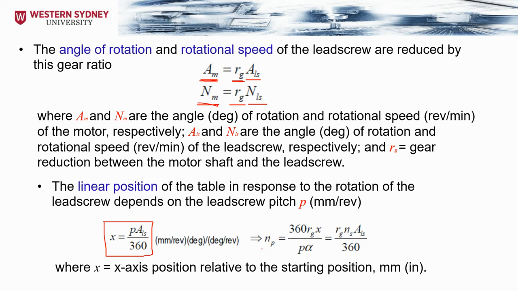The number of pulses we send to the motor can use either of the following equations: 360 multiplied by the gear reduction Rg multiplied by the distance x, divided by the pitch value multiplied by alpha, or Rg multiplied by the number of steps for the motor multiplied by the angle of rotation of the lead screw divided by 360. Usually x is in millimeters.